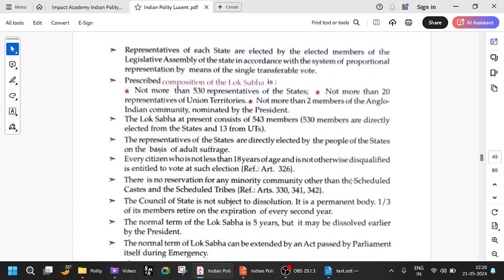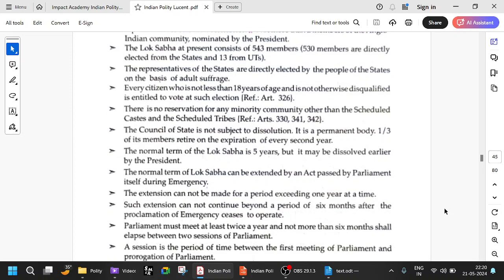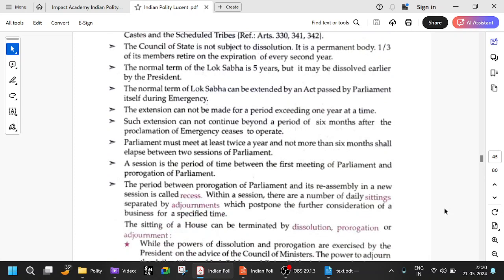It's a permanent body. Only one third of its members retire on expiration of every second year. This is very important. Okay, every second year, one third of its members retire, and they are eligible for re-election also. The normal term of Lok Sabha is 5 years, but it may be dissolved earlier. So the Lok Sabha does not have a fixed term. It is as per the confidence of the House and the pleasure of the President. The normal term of Lok Sabha can be extended by an act passed by Parliament itself during emergency. Okay, so it can be extended beyond 5 years also.